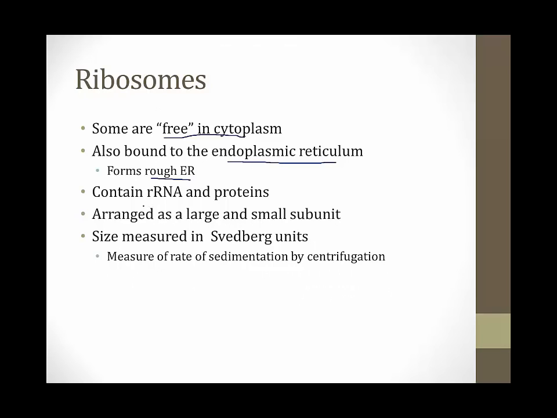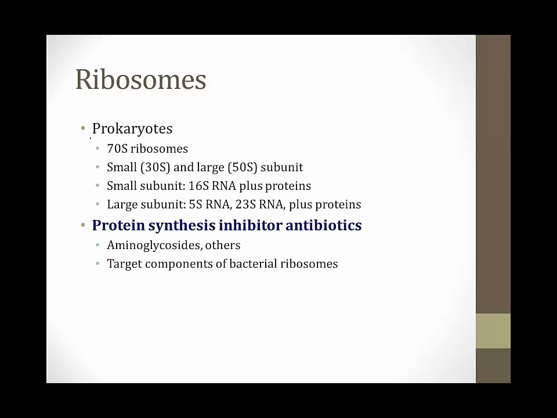Ribosomes contain ribosomal RNA and also proteins, and they are arranged as a large and small subunit that binds to messenger RNA molecules. And the size of ribosomes is measured in an unusual metric called a Svedberg unit. This is a measure of the rate of sedimentation by centrifugation, but the bottom line is the Svedberg unit is a measure of ribosomal size. Prokaryotes or bacteria have 70S ribosomes made up of two subunits, a small 30S subunit and a large 50S subunit.